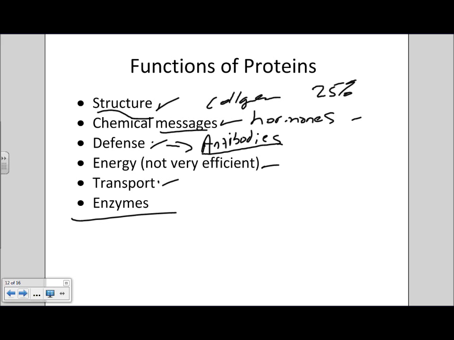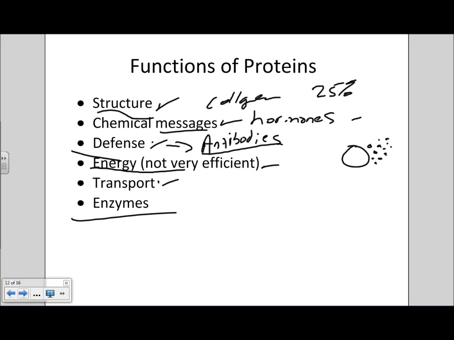Plus there are cells of our immune system that secrete proteins. Okay, that are used to break apart foreign cells, or used as messages. So these are a very big part of our defense.